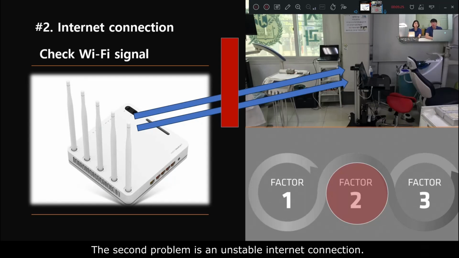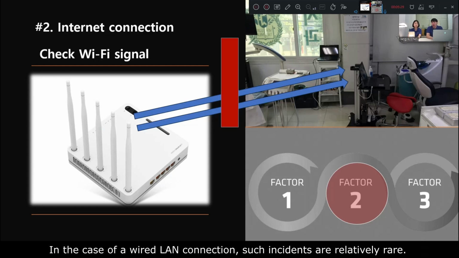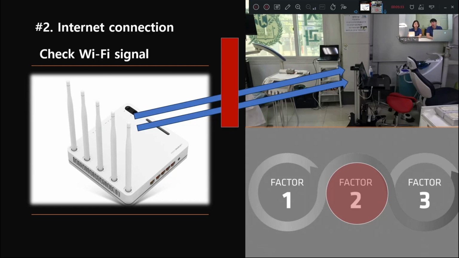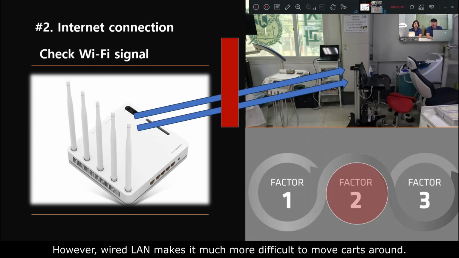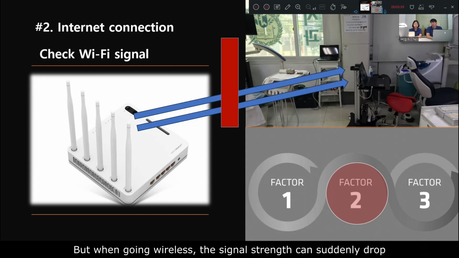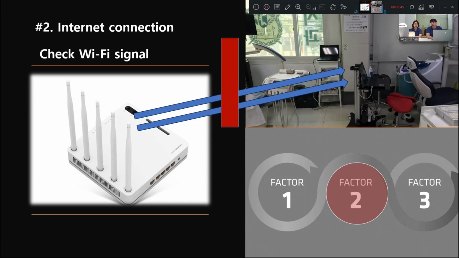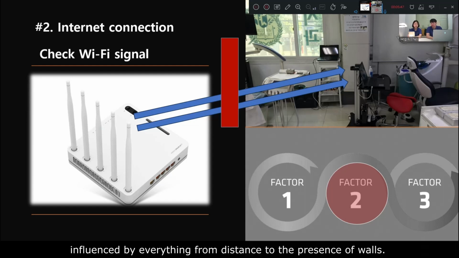The second problem is an unstable internet connection. In the case of a wired LAN connection, such incidents are relatively rare. However, wired LAN makes it much more difficult to move cards around. But when going wireless, the signal strength can suddenly drop depending on the location of the scanner, influenced by everything from distance to the presence of walls.